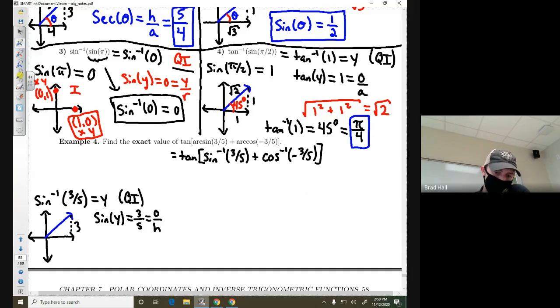Opposite is 3, hypotenuse is 5, and you can quickly determine that the adjacent value is 4 using the Pythagorean theorem. Or in other words, it's a 3, 4, 5 triangle.